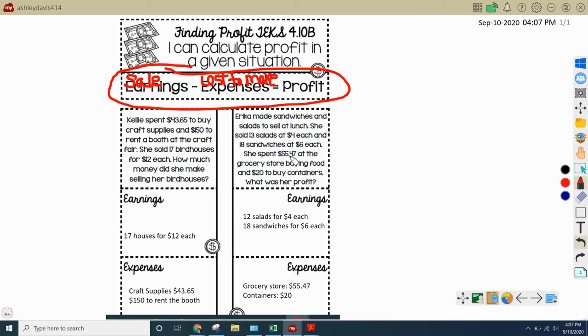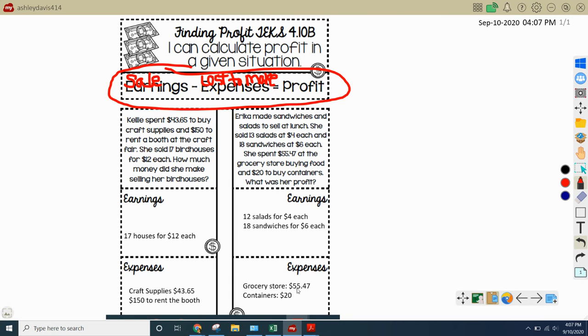She spent $55.47 at the grocery store buying food and $20 buying containers. What was her profit? So her earnings were her sales. She sold 12 salads for $4 each. That's part of her earnings. And then she sold 18 sandwiches for $6 each. That's another part of her earnings.